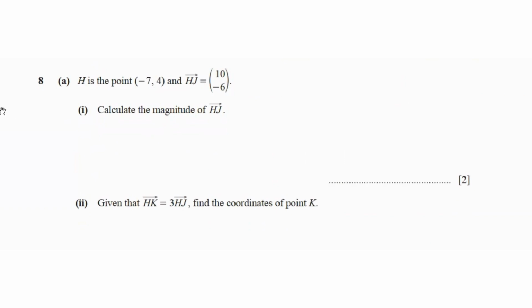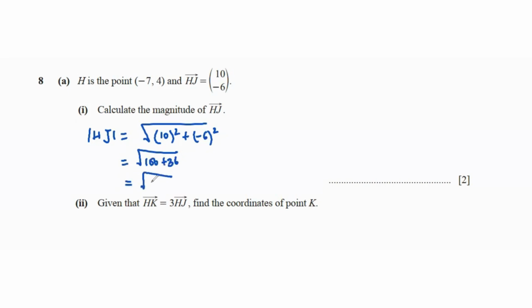Calculate the magnitude of HJ. So to calculate the magnitude of HJ, we will do 10 squared plus negative 6 squared, whole square root, which is going to be 100 plus 36. Square root of 136 is going to give us 11.7.